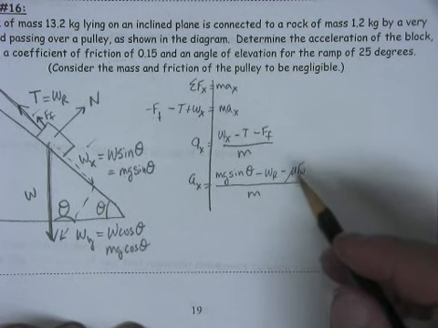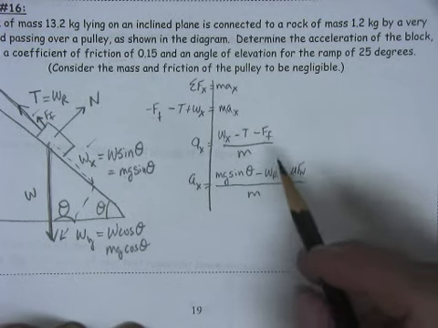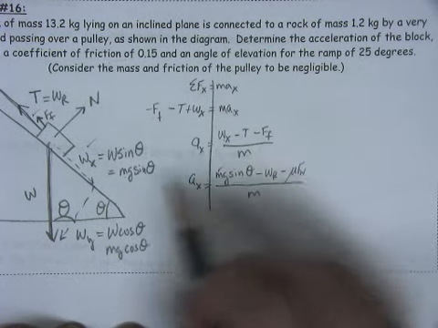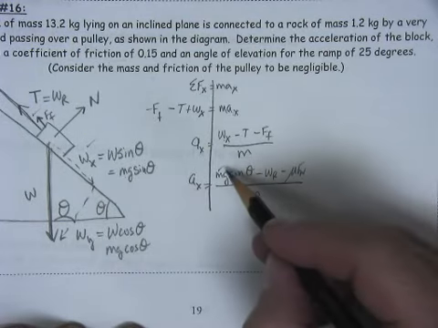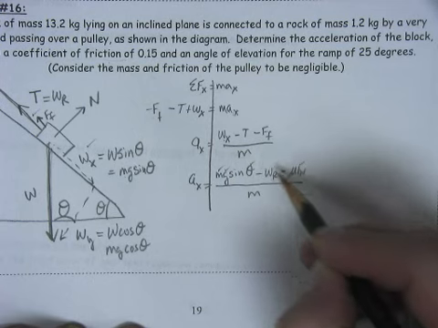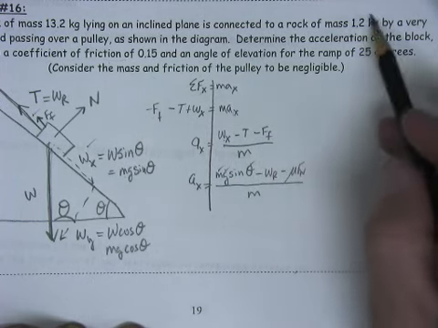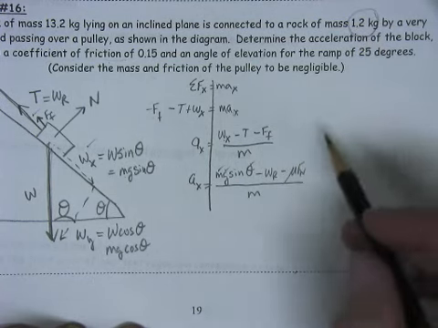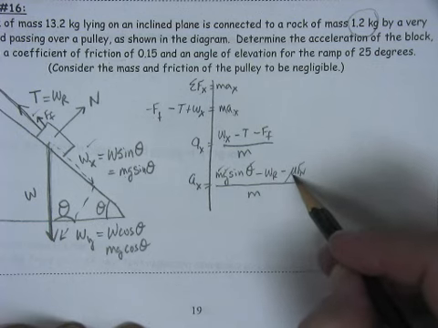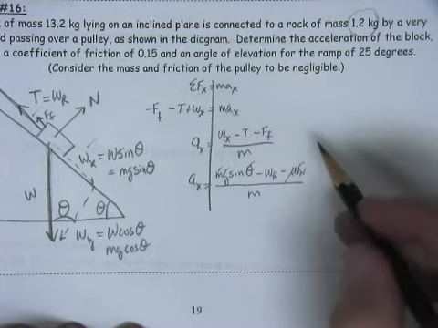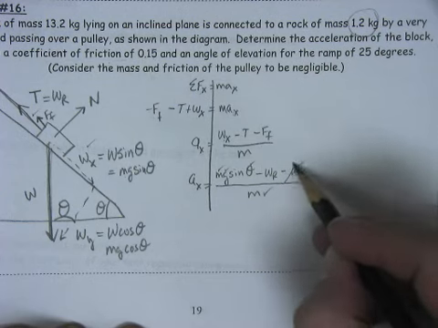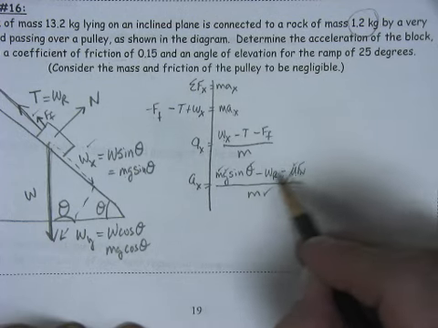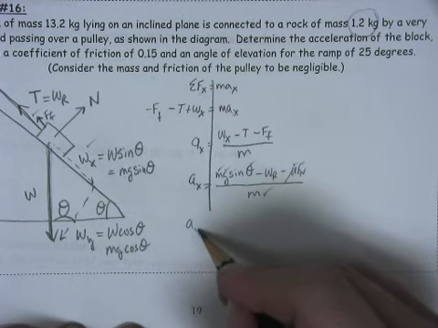All right, I'm going to take a quick peek and see what I actually know. They do tell me the mass of the block, so I do know that. That's 13.2 kilograms. I know g, I know the angle. Do I know the weight of the rock? Well, I know the mass of the rock, but I don't know the weight of the rock, so I don't know that one. I know mu. Mu is going to be 0.15, but I don't know the normal force. So I've got two things I don't know, so I have to rename them. Well, I know that weight is equal to mg, so I'm going to go ahead and rename that.